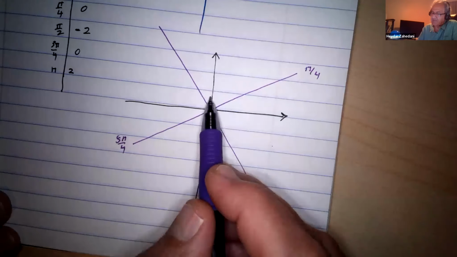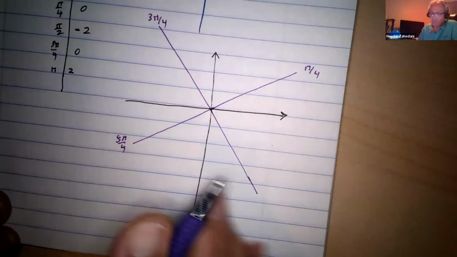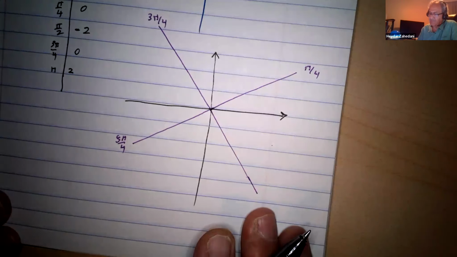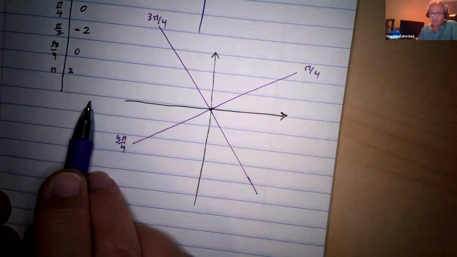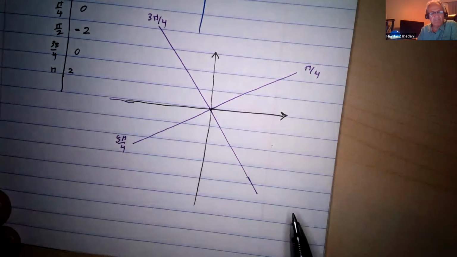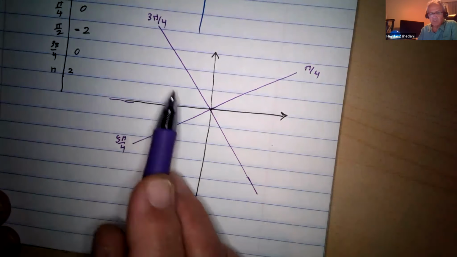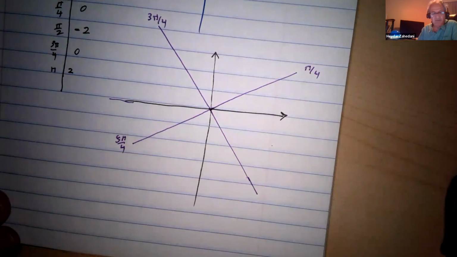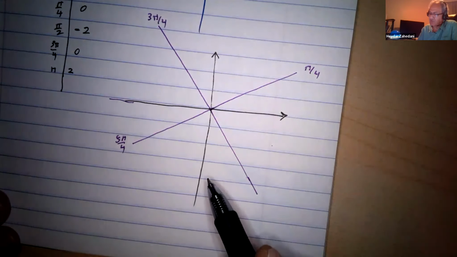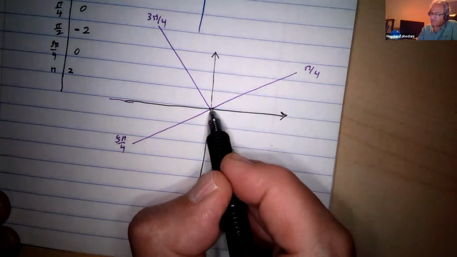This is going to be the pi/2. This is going to be 3pi/4. That gives me 3pi/4. And then I've got the pi here, and then I come back. So if you pick some numbers and do it, this is going to be the shape of this graph.